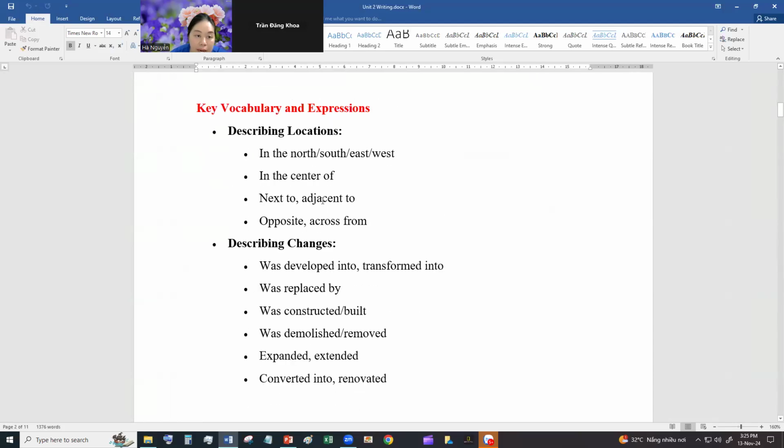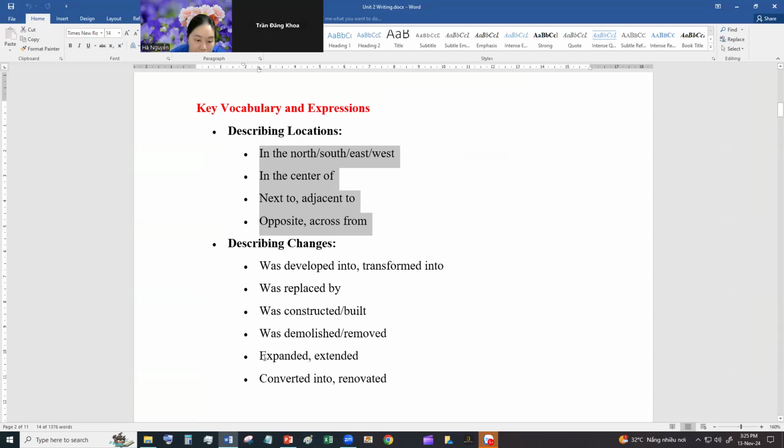Thế còn bây giờ mình đang đề cập đến đoạn map đúng không ạ? Thì chúng ta cần key vocabulary and expressions như thế này. Đó, cụm giới từ để miêu tả địa điểm. Okay, so in the north, south, east, west, in the center of, next to, adjacent to, opposite, across from. So those are prepositional phrases to describe locations. Now for changes, there are some verbs. Was developed into, was transformed into, was replaced by, was constructed, was built, was demolished, was removed.